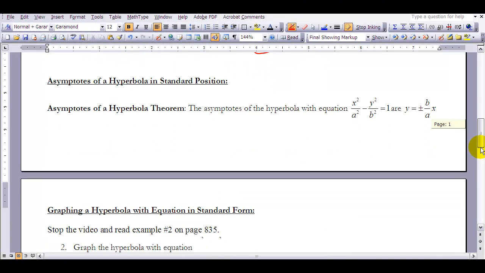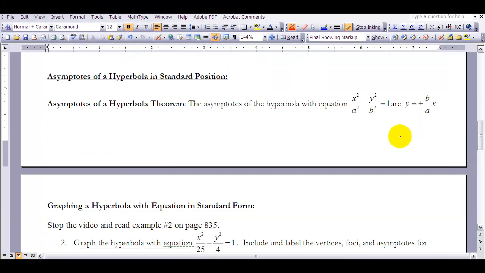From an equation standpoint, the asymptotes can be found fairly easily. All you need to know is what a and b are. So the asymptotes, or those lines that the hyperbola approaches but never touches, would be plus or minus b over a times x. So y equals plus or minus b over a times x. Okay, that would be the line that the hyperbola would be approaching.